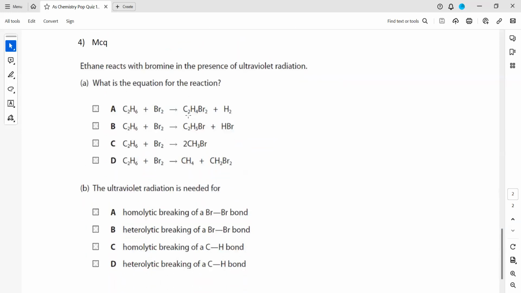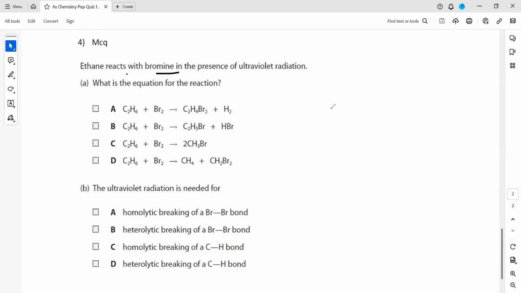In question 4, part A, ethane reacts with bromine in the presence of ultraviolet radiation. What is the equation for the reaction? Here they're asking for the overall equation for the reaction. The idea is that the reactions of alkenes are addition, but the reactions of alkanes are substitution.